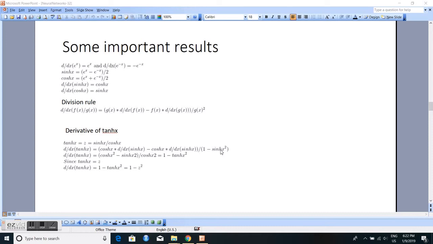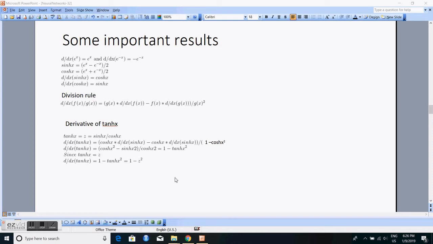So tanh x is equal to z is equal to sinh x by cosh x. So d by dx of tanh x using the division rule is cosh x into d by dx of sinh x minus sinh x into d by dx of cosh x, divided by cosh x squared. We know d by dx of sinh x is cosh x, and d by dx of cosh x is sinh x. So using these values we get cosh x squared minus sinh x squared divided by cosh x squared, and then reducing this equation, you find it's equal to 1 minus tanh x squared. But since tanh x is equal to z, we can now reduce this: d by dx of tanh x is equal to 1 minus tanh x squared, which is equal to 1 minus z squared.